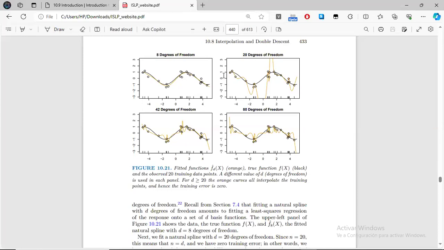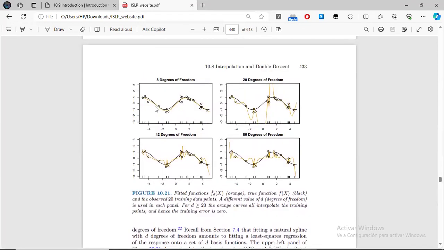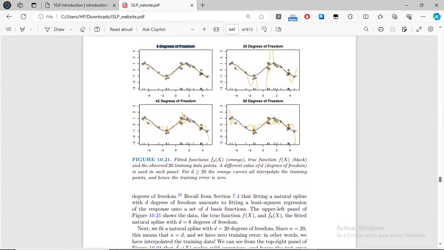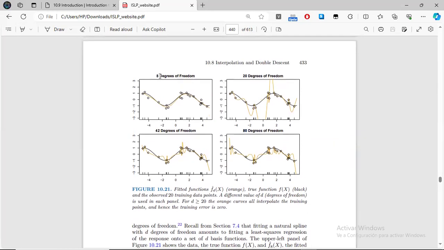Still, I would choose 8 because for 8 it was good enough. So the global minimum probably was not at 8, but still there were some quite good enough candidates, for example, 42 and 80, where the general stability, or maybe even the test error of the model, was not so bad compared to other values after 8, for example, compared to 20. So yeah, there is no U-shape over here.